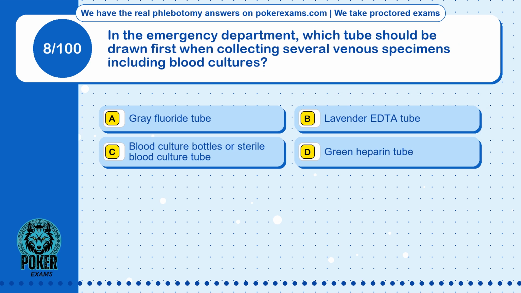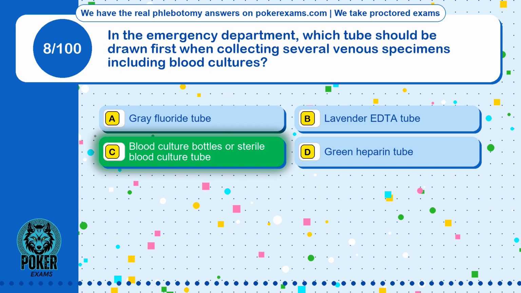Question 8. In the emergency department, which tube should be drawn first when collecting several venous specimens including blood cultures? Option A, gray fluoride tube. Option B, lavender EDTA tube. Option C, blood culture bottles or sterile blood culture tube. Option D, green heparin tube.